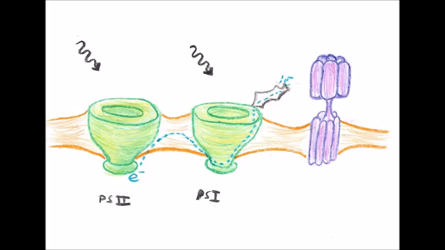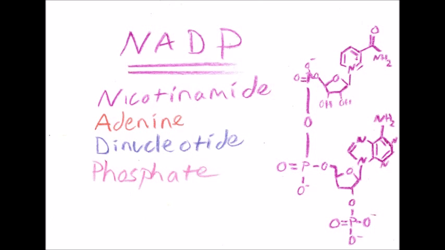Now that photosystem 1 has a new electron, it too can use the energy from the photon of light to excite that electron. Photosystem 1, however, uses the electron to add a free hydrogen ion to the molecule NADP to give NADPH, also known as reduced NADP. Reduced NADP goes on to play a crucial role in the light-independent reaction.